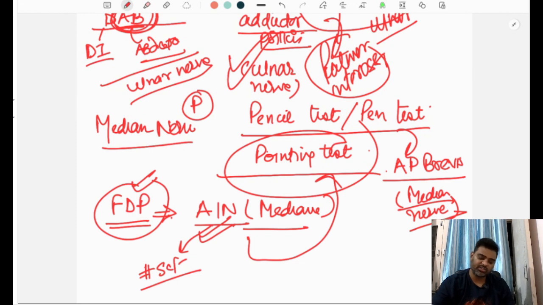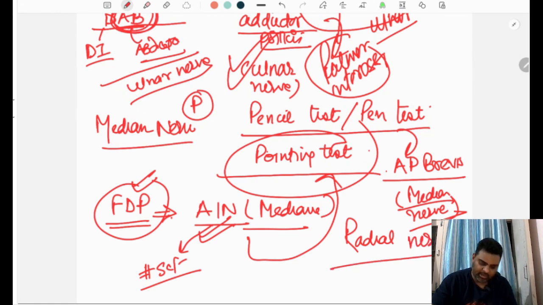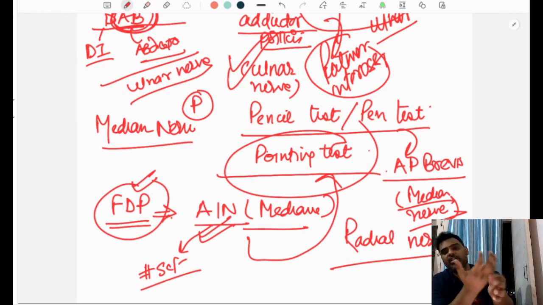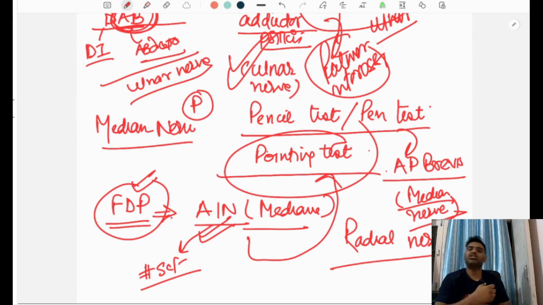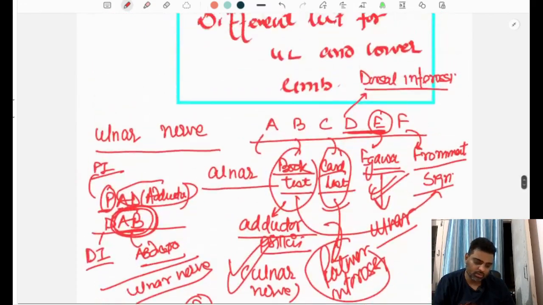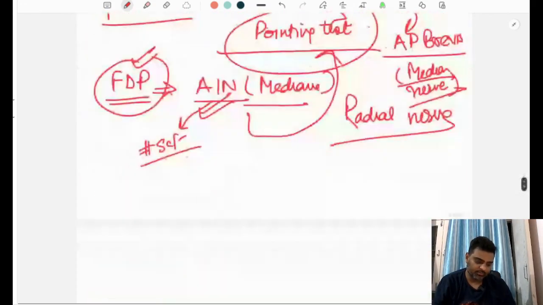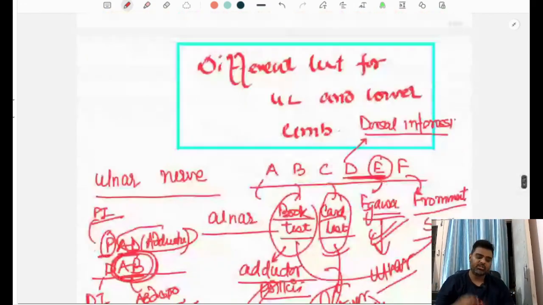Then the third nerve is the radial nerve. In radial nerve injury, everything is dropped. If the posterior interosseous nerve is involved, you will have no sensory abnormality, and the patient will find difficulty in extension of the fingers and the thumb. If there is a high radial nerve injury, then there will be a wrist drop. Okay, so it is very easy. Now, this was regarding the different tests.